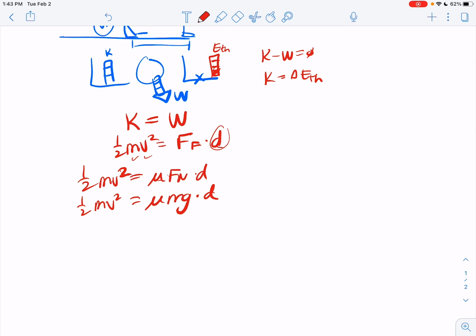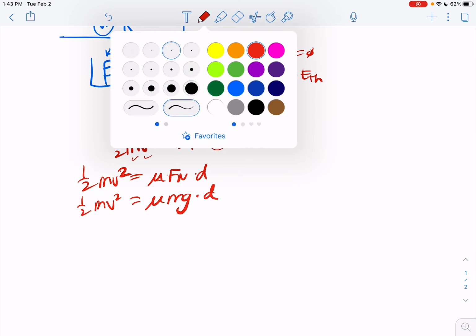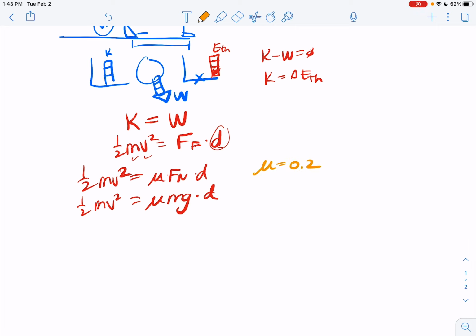Now, this is where you have to do the calculus. If they had just said mu equals 0.2, you would have just plugged it in right here and gone about your business. But it's 0.2x, which means it's position dependent. It's going to change. The longer he slides along that surface, that coefficient of friction is going to keep increasing. Whenever something you normally think of as a constant is position dependent or time dependent, that's how you know you have to use calculus.